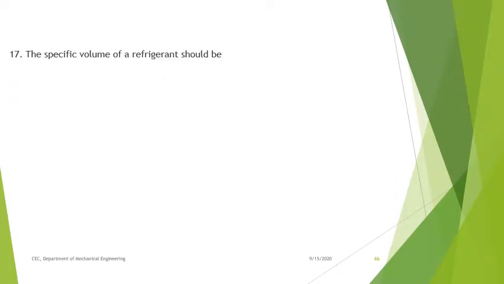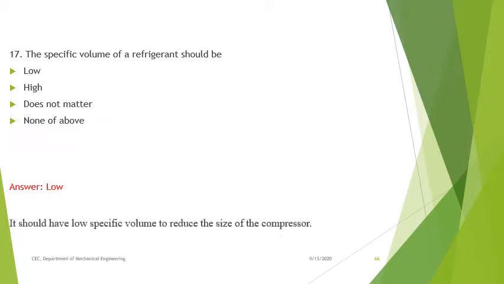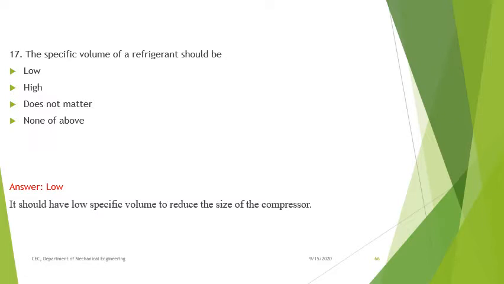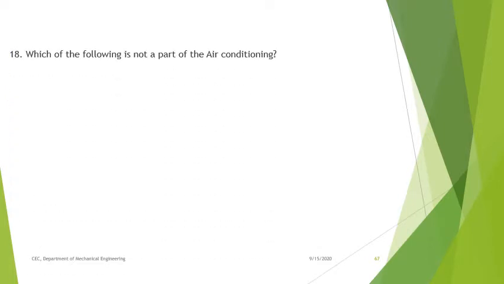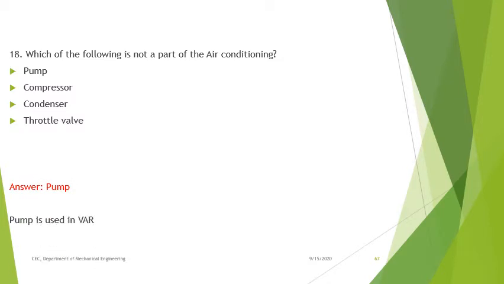The specific volume of a refrigerant should be: low, high, does not matter, or none of the above. The answer is low. It should have low specific volume to reduce the size of the compressor. Which of the following is not a part of air conditioning: pump, compressor, condenser, or throttle valve? The answer is pump. A pump is used in a vapor absorption refrigeration system.